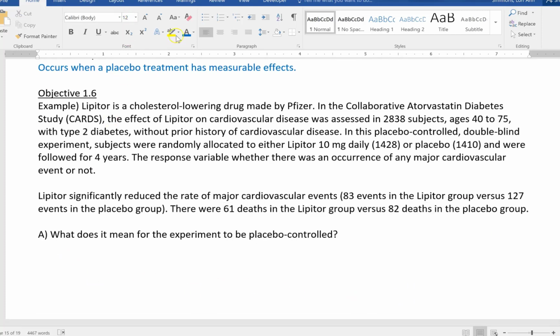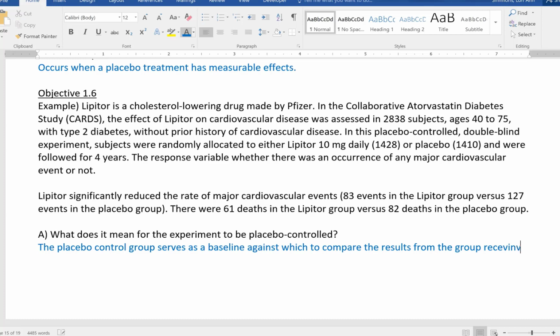For this example, what does it mean for the experiment to be placebo controlled? Well, the placebo control group serves as a baseline against which to compare the results from the group receiving Lipitor.